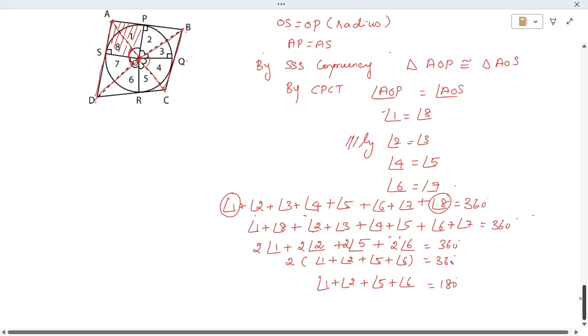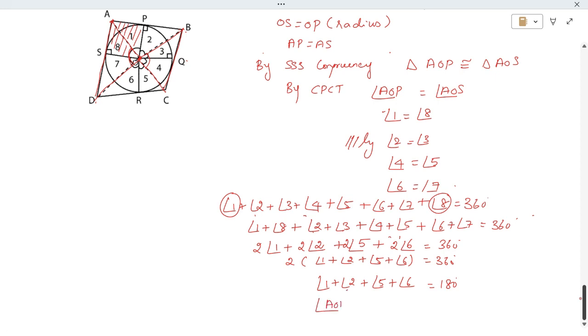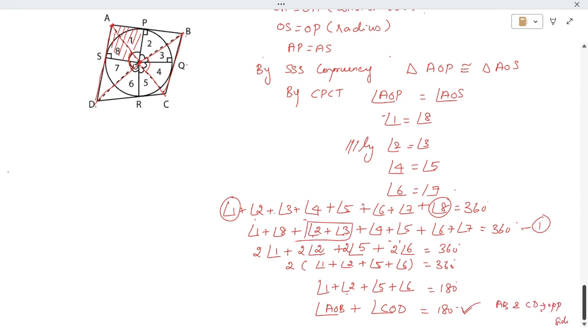So check from the figure what is angle 1 plus angle 2, that is angle AOB, isn't it? And what is angle 5 plus angle 6, that is angle COD is equal to 180 degree. So I know AB and CD are opposite sides. So, opposite sides subtend supplementary angle at the center. I proved it, isn't it?